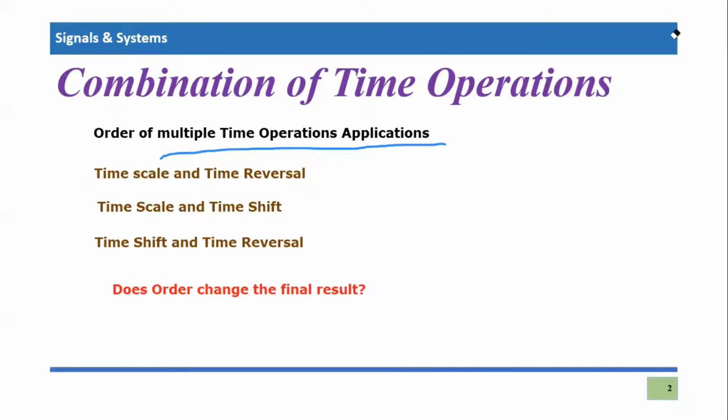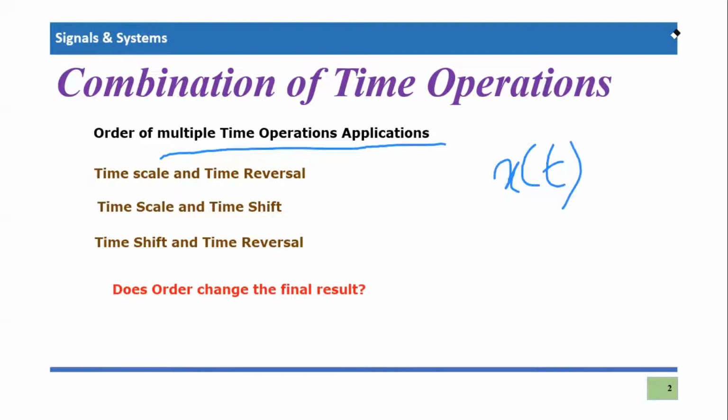That means if a signal x of t is given, and I'm not only going to apply the time scale, rather I'm also going to apply time reversal as well. Furthermore, I'm not only going to time scale any signal, but time shift will also be applied along with the time reversal. So what is going to be the final result? Or does the order in which we apply these operations matter?